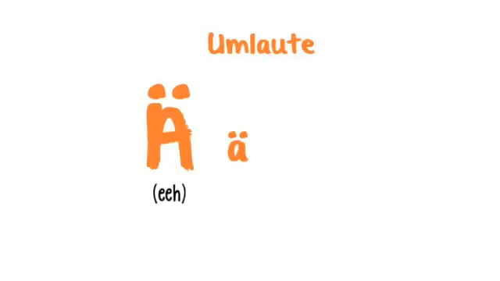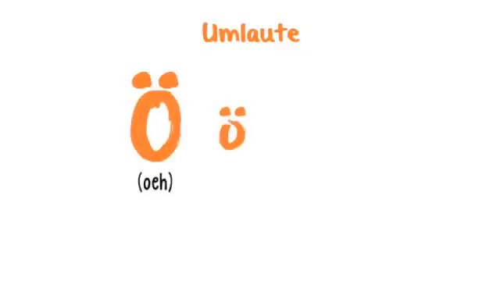Now let's have a look at the special letters called Umlaute. There are exactly 3 of them. The first one looks like this. It's an A with a double dot above the A. We call it Ä, or A umlaut. A umlaut is pronounced like the E in the word melon or the A in the word hair.